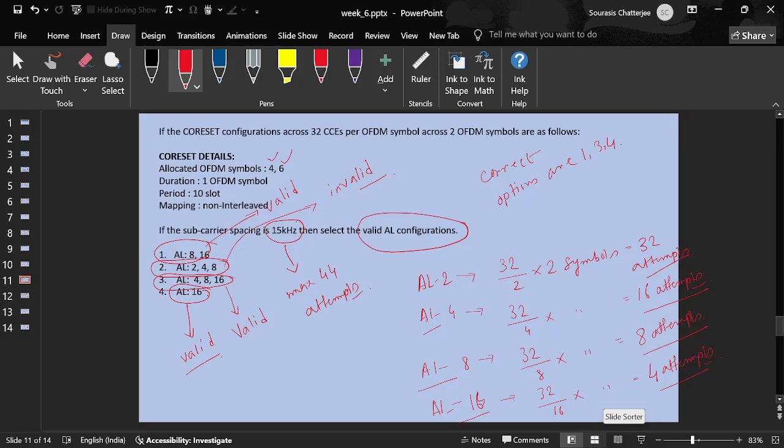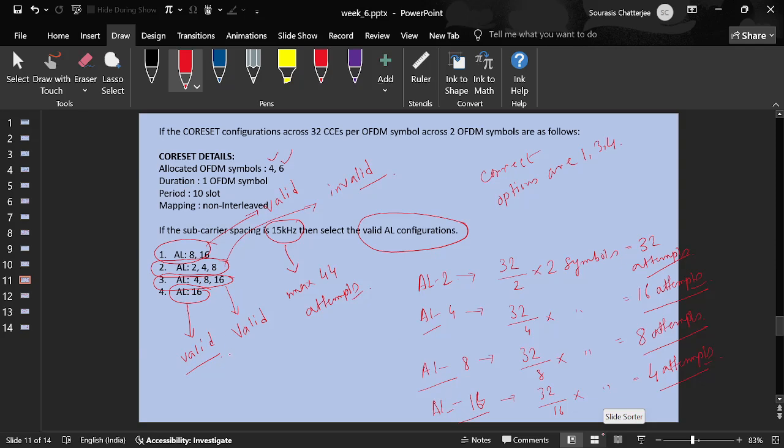So L 2, 4 and 8, aggregation levels 2, 4 and 8, is not a valid combination, because you are surpassing the maximum number of attempts that are allowed. 32 here, 16 here at 2 and 4, and if you add 8 here, that is another 8 attempts, so a total of 56 attempts, which is well beyond the 44 attempts. So that is not a valid aggregation level configuration for this particular CORESET.